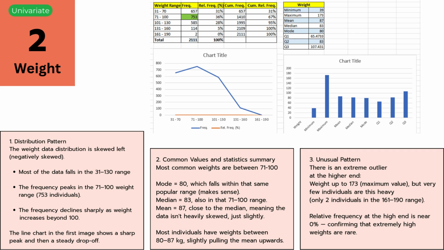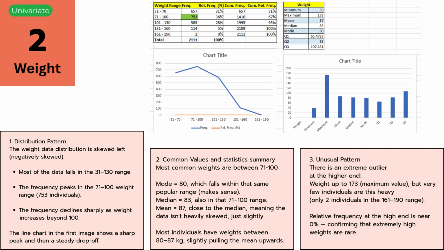For the common values and statistics summary, the most common weight is between 71 to 100 kg, and the mode is about 78, which falls within the same popular range, so it makes sense. The median is equal to 83, also in that 71 to 100 range, and the mean is about 87, close to the median, meaning the data isn't heavily skewed, just slightly. Most individuals have weight between 80 and 87 kg, which slightly pulls the mean upward.